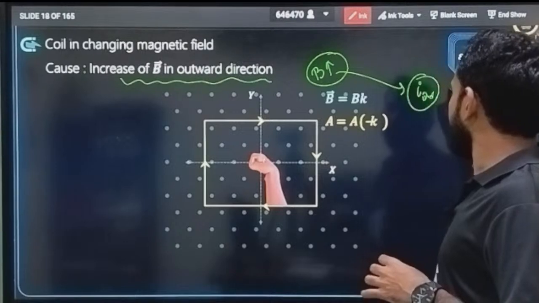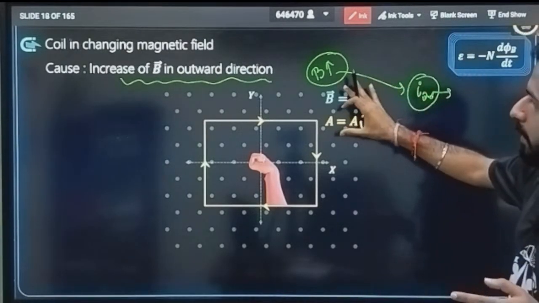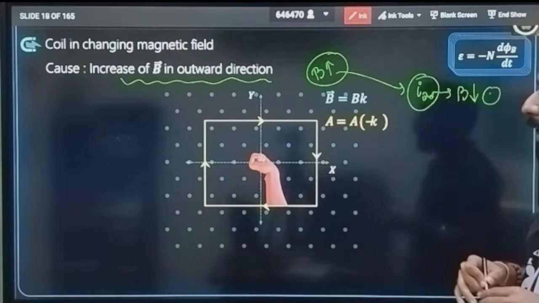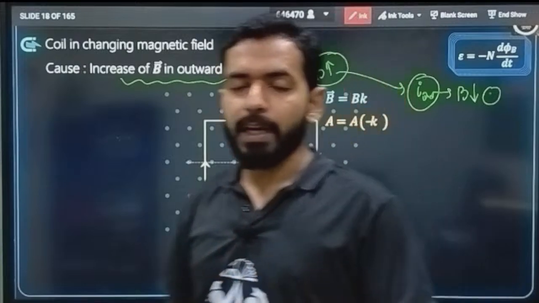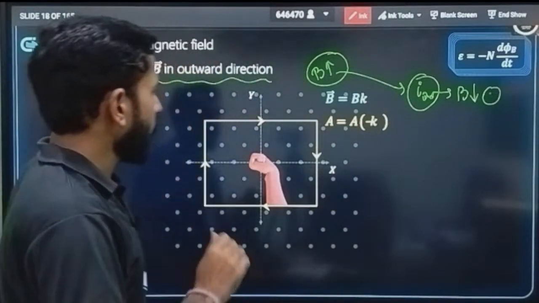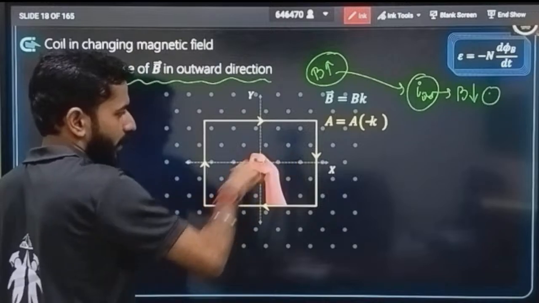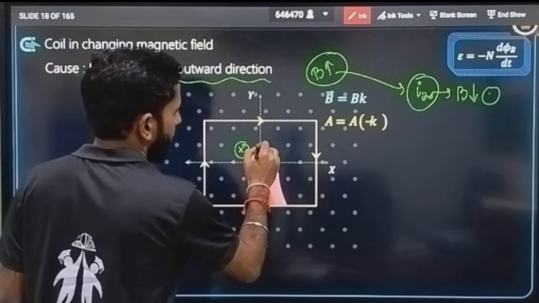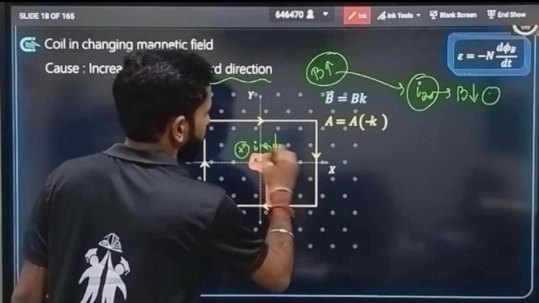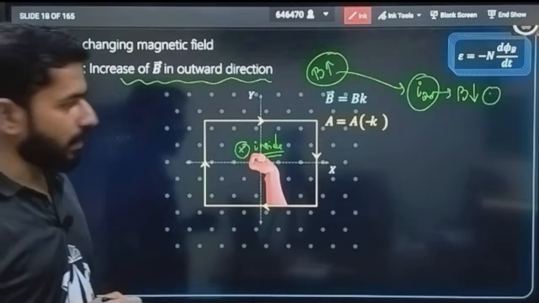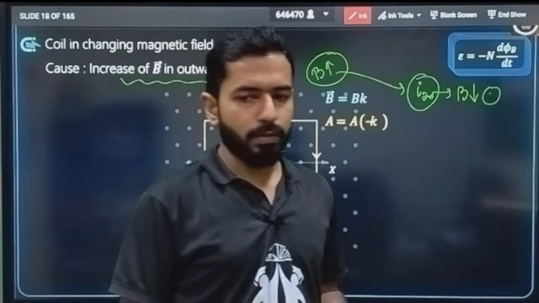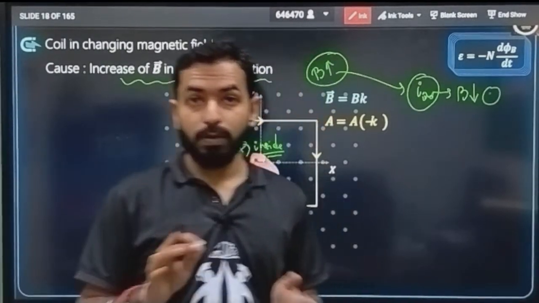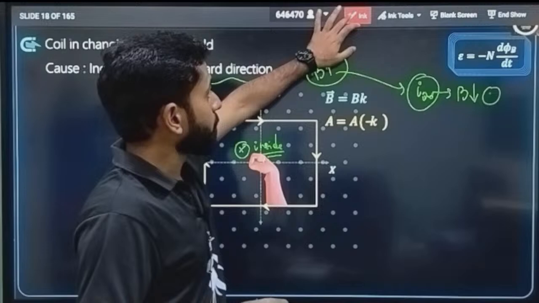Now this induced current will be trying to do what? If this is increasing in the outward direction, it will try to decrease this magnetic field in the outward direction. How can you decrease it? You have to induce a magnetic field in the inward direction, then only you can decrease. If you are going in this direction, the induced magnetic field direction that you are getting is inside the board. One is coming outside, one is going inside, so of course you are going to decrease the magnetic field. That means it is always trying to oppose the cause.